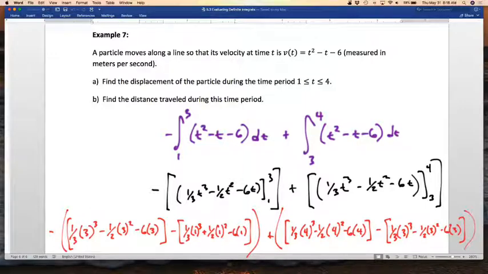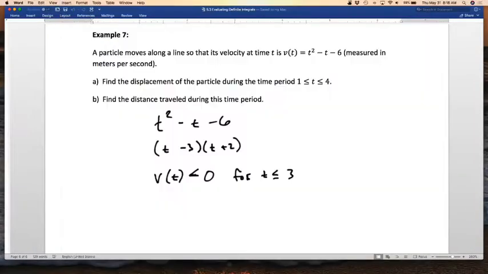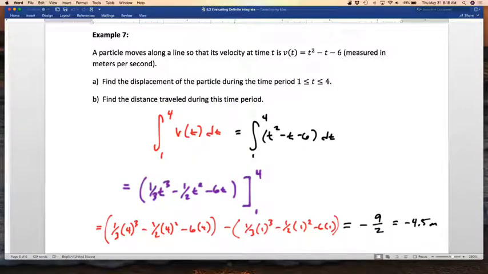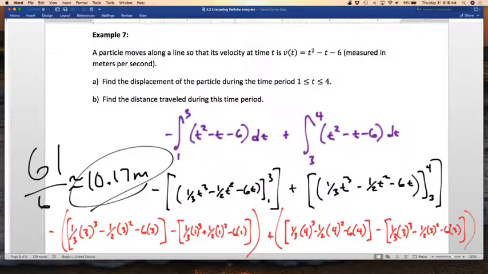And so this one, sorry, comes out to 61 over 6, or approximately 10.17. So that's the total distance that the particle moved in that amount of time. Even though it only ended up negative 4.5 meters from where it started, so 4.5 meters to the left, it traveled a total distance of 10.17 meters. So big difference between displacement and distance.